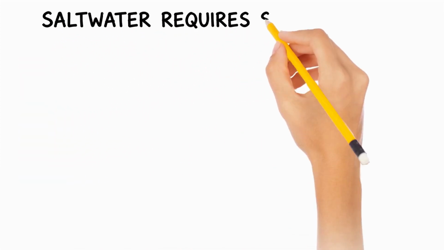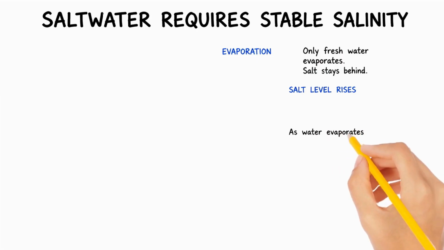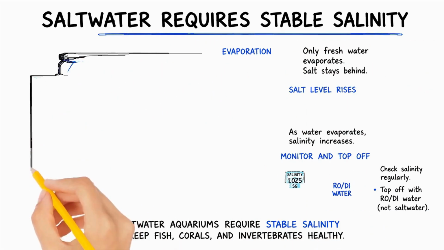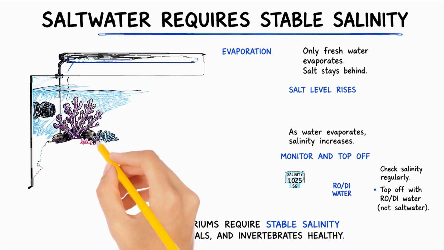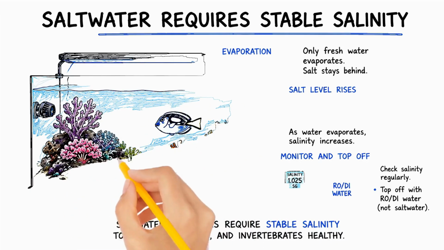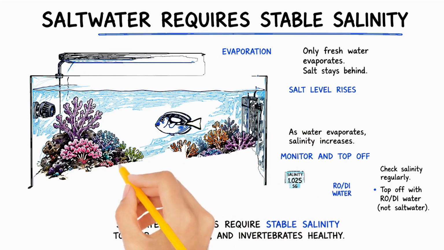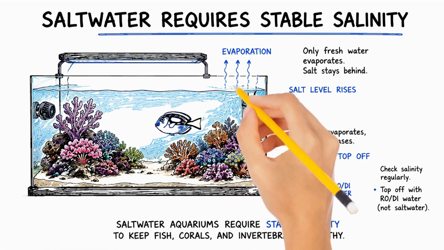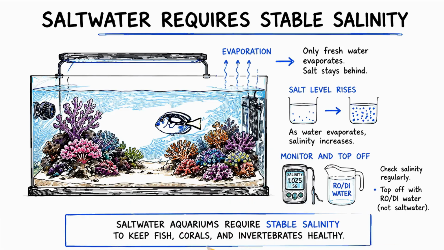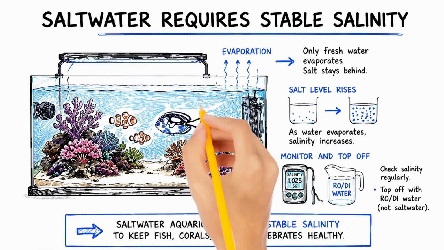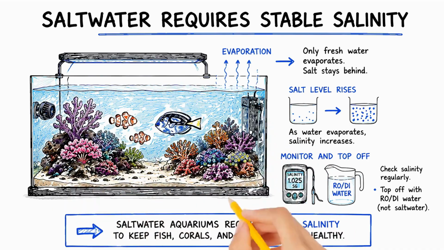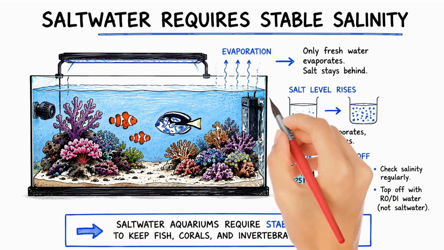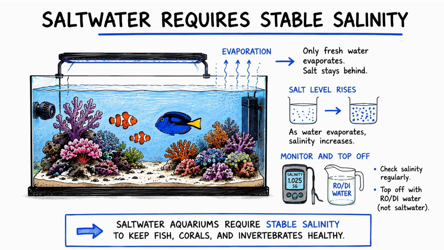One challenge that is unique to saltwater aquariums is maintaining stable salinity. Salinity simply means the amount of salt dissolved in the water. Marine fish and corals are adapted to a fairly stable salt level in the ocean, so sudden changes can cause stress. An interesting thing happens when water evaporates from a saltwater tank. The water leaves, but the salt stays behind. This causes the salinity to slowly increase over time. That's why reef keepers regularly replace evaporated water with fresh water, not saltwater. Keeping salinity stable is an important part of maintaining a healthy saltwater aquarium and helping marine life thrive.